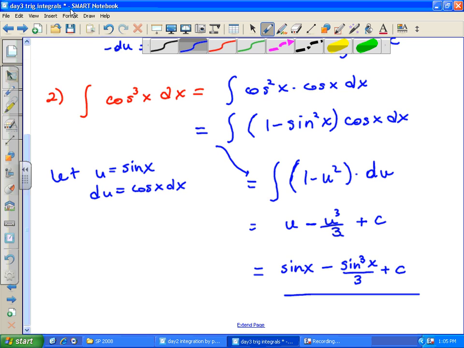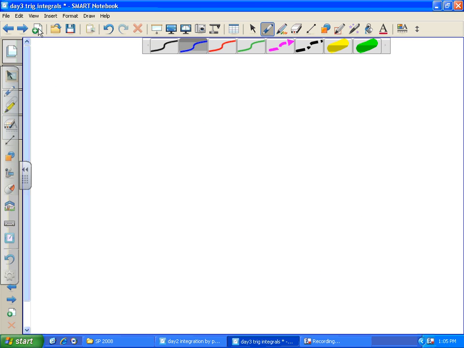All right, here's our next example. Let's do the integral of cosine to the third times sine squared. The integral of cosine to the third times sine squared.